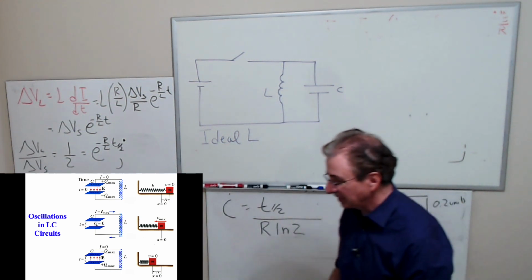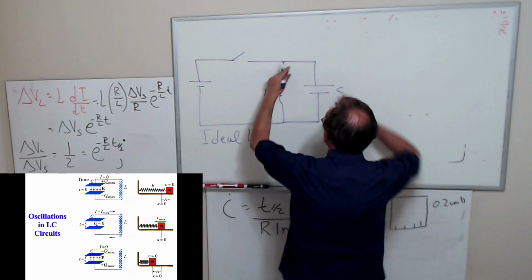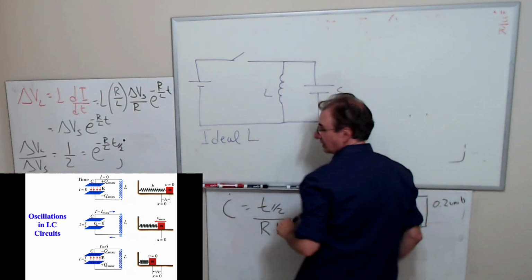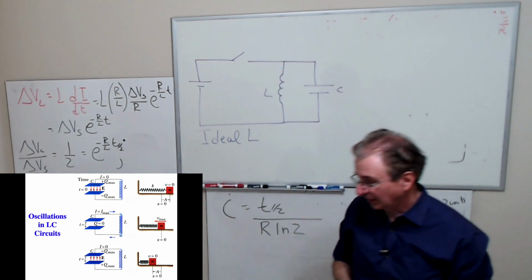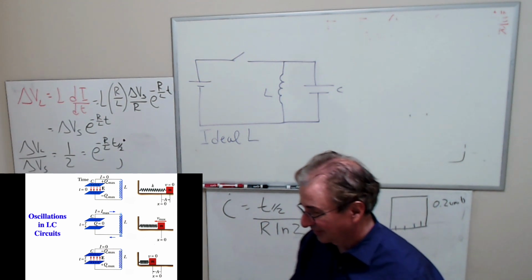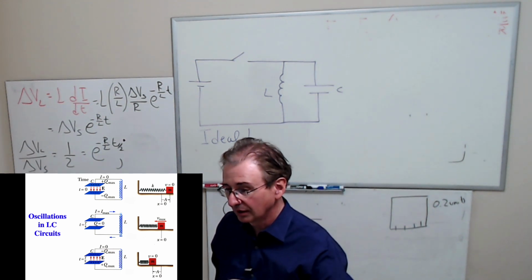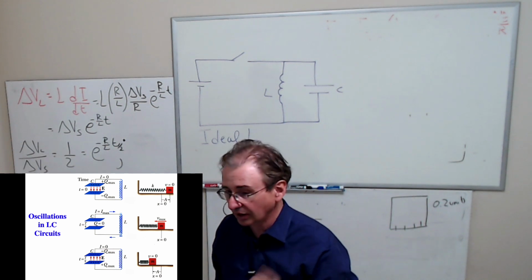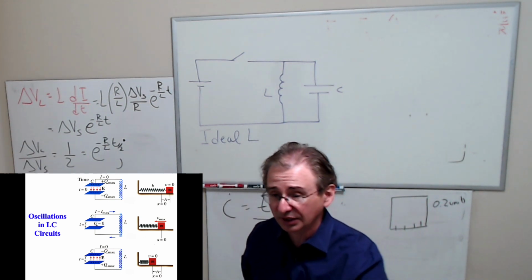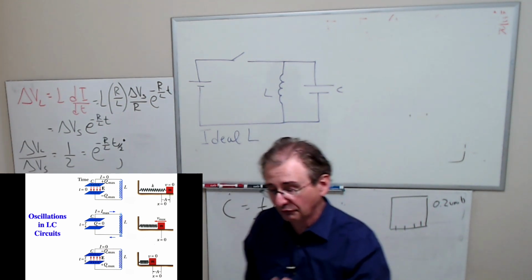Okay, that means when I open the switch, there's no resistance here. That means there's no energy lost. Well, I got to say one more thing. The charged particles in the circuit are accelerating all the time. And so anytime a charged particle accelerates, they do give off radiation.